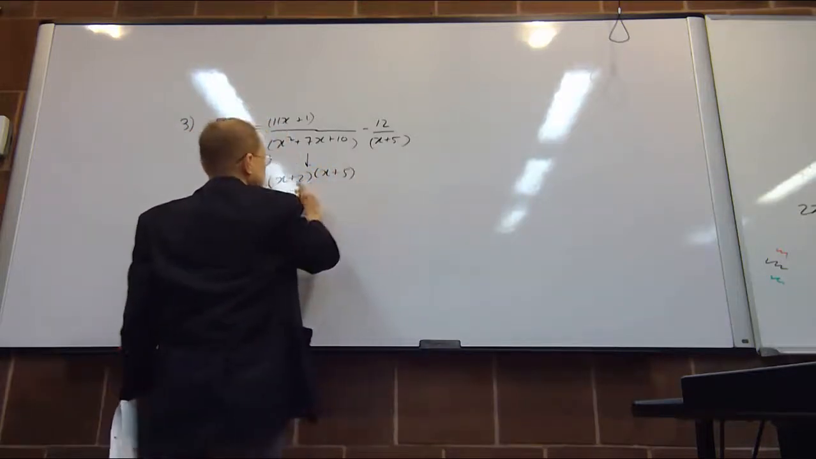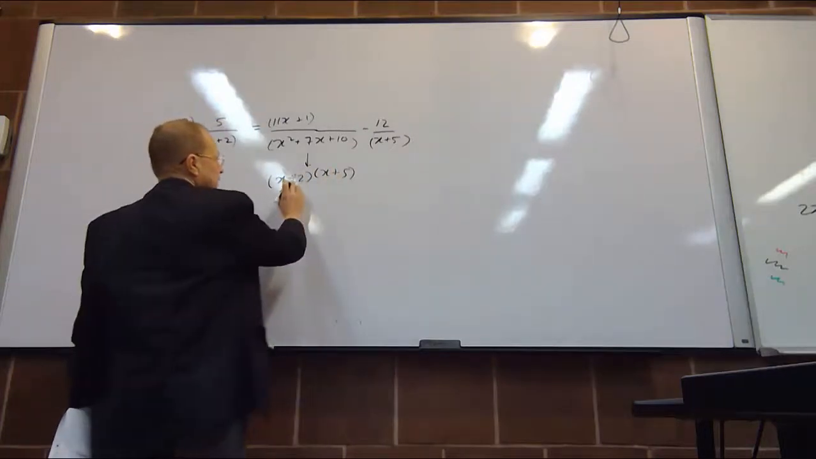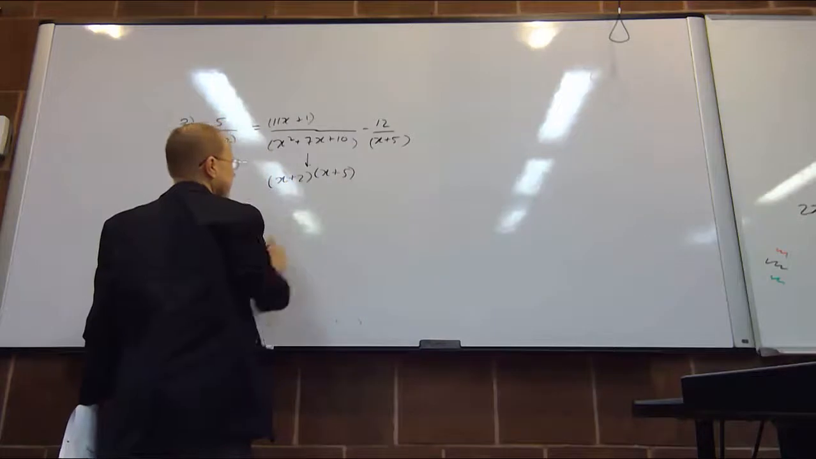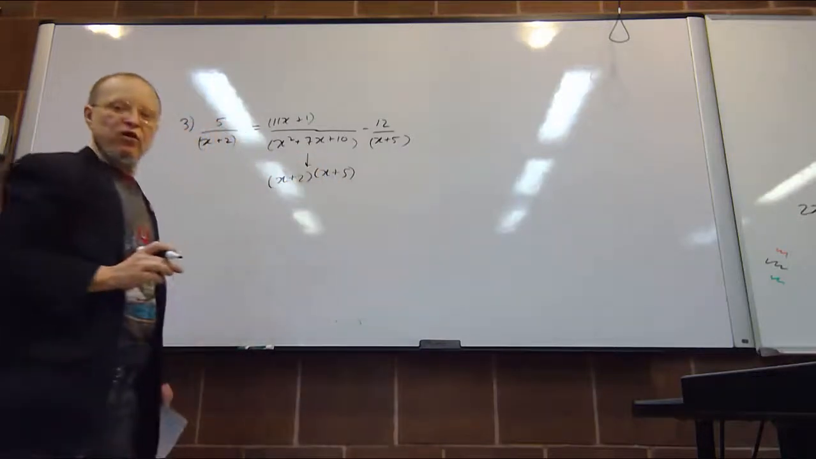And of course, I check it. The last term, to see the last term, I multiply it. 2 times 5 is 10. And if I add these two terms, I get 7. So it looks good.